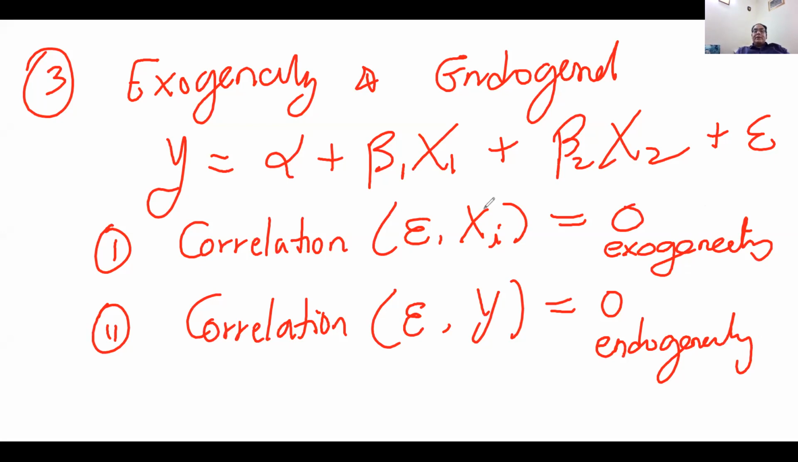All the independent variables should not be correlated to the error term, and this error term should not be correlated with the dependent variable. This is the property of exogeneity and endogeneity, which is a very important term in the panel data regression model, the time series regression model, and structural equation modeling. We have different types of endogeneity; this is just one example. Exogeneity means there should not be any correlation between the error term and the x values.